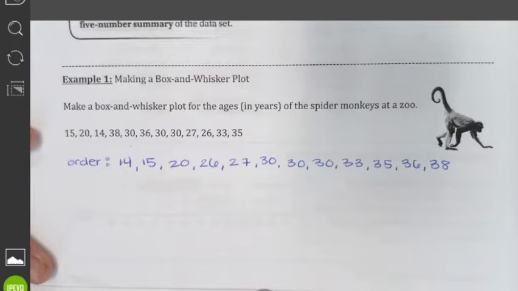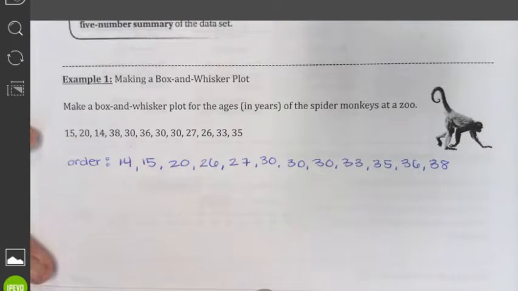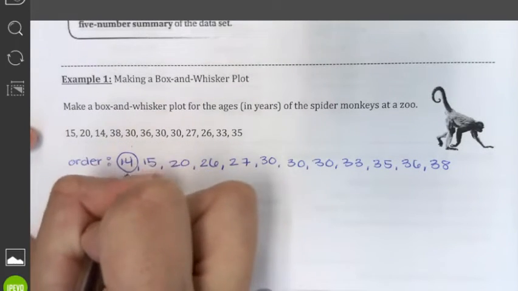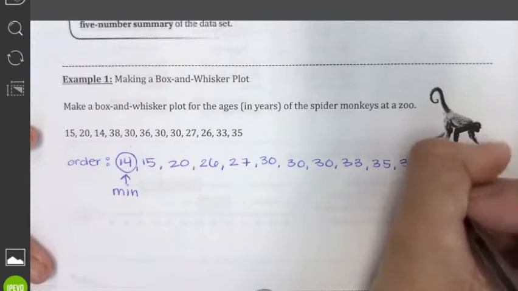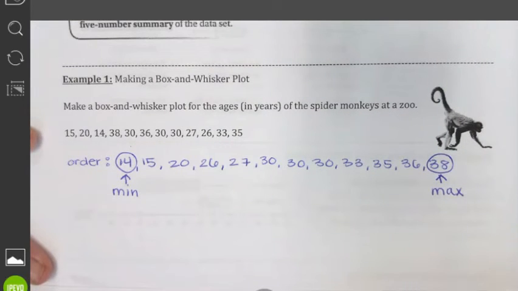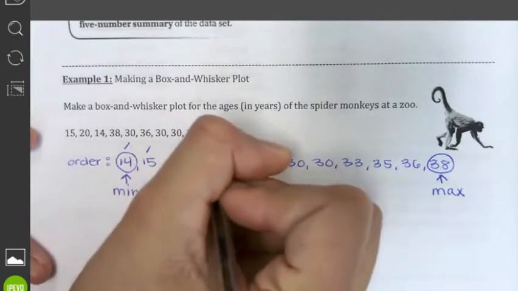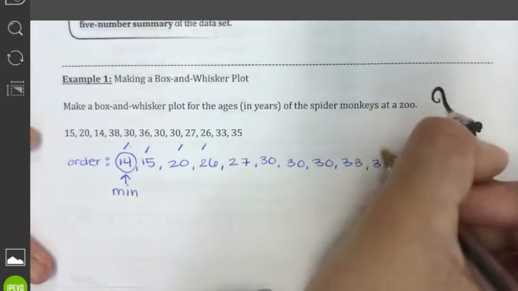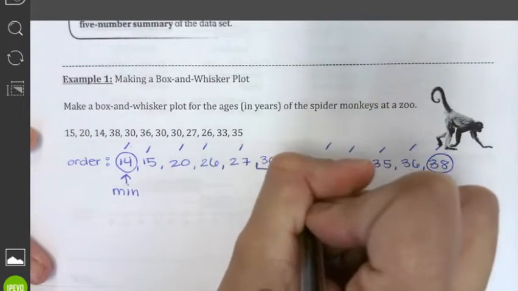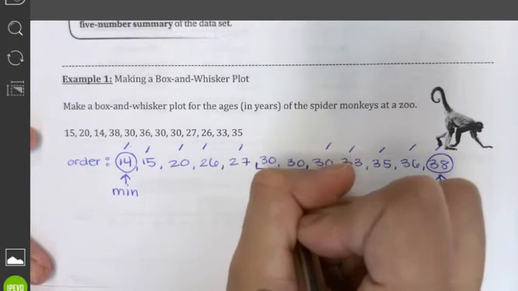So now we have those ordered. Now let's find our quartiles and our minimum and maximum values. So here's our minimum. Here's our maximum. We have to find our quartile 2, or our median. Let's go 1, 2, 3, 4. 1, 2, 3, 4. And that means that our median will be found in between 30 and 30, which is 30.